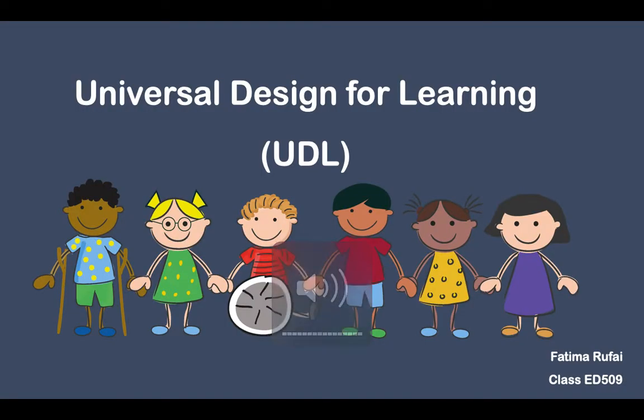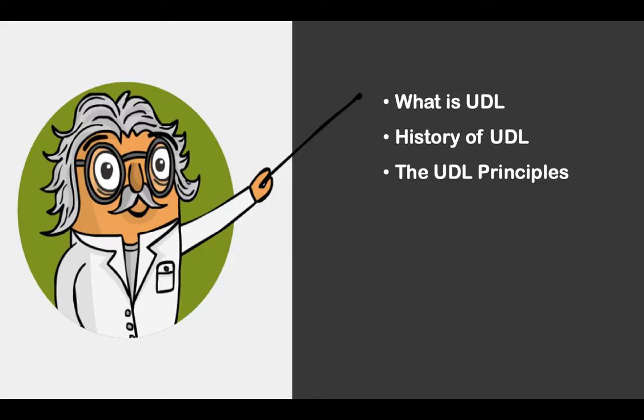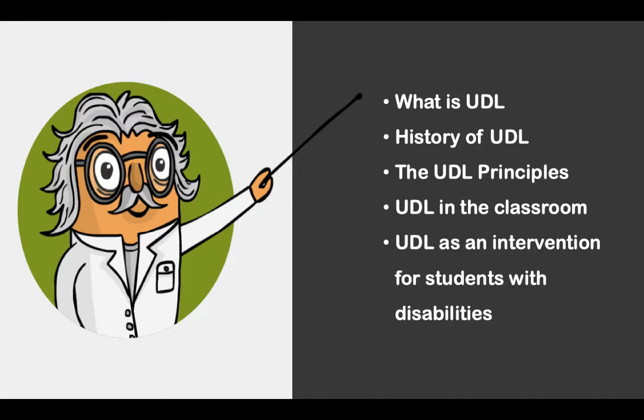Hi everyone, so today I will be talking about Universal Design for Learning, also known as UDL. In this presentation, I will talk about what UDL is, where it stems from. I'll then go on to talk about the three principles of UDL, how these principles are applied in a classroom, and how the UDL framework can be used as an intervention for students with mild disabilities.